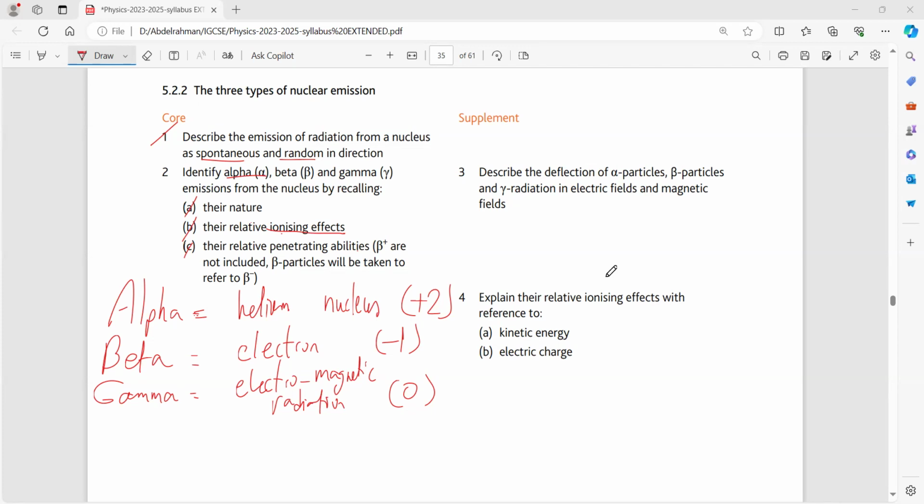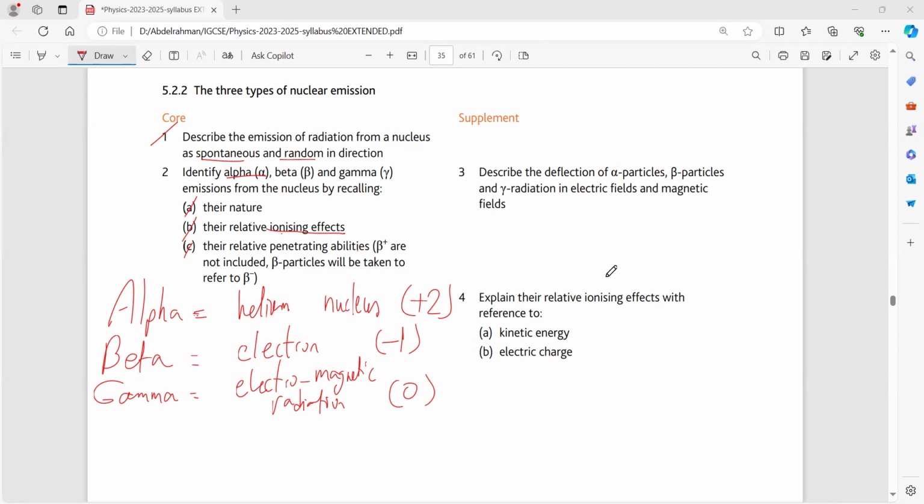But is it the least ionizing or the most ionizing? Yes, least ionizing. So the most penetrating is the least ionizing, and the most ionizing is the least penetrating. So alpha is most ionizing, least penetrating, and gamma is the opposite. But what about beta?